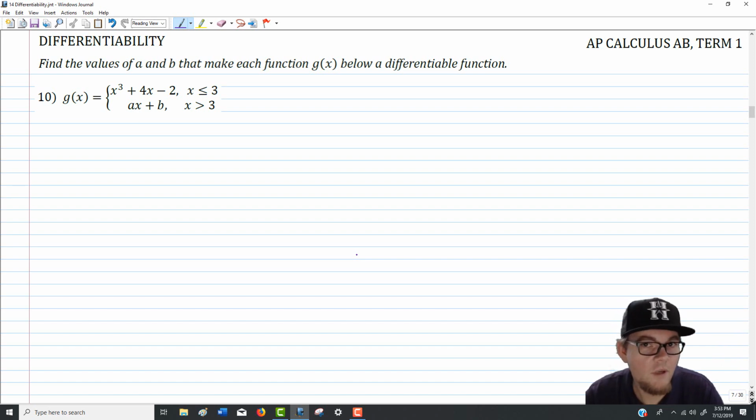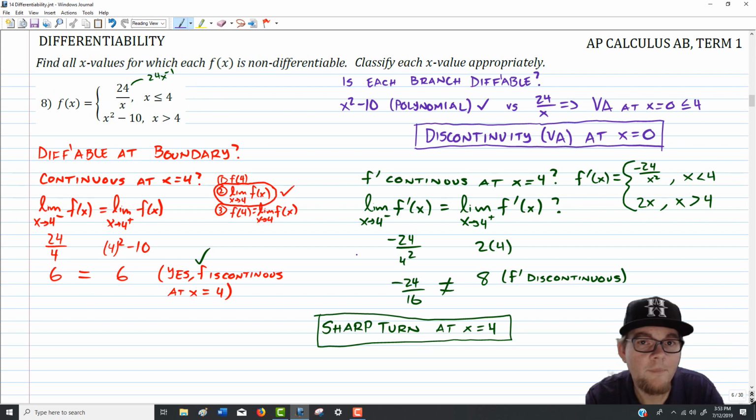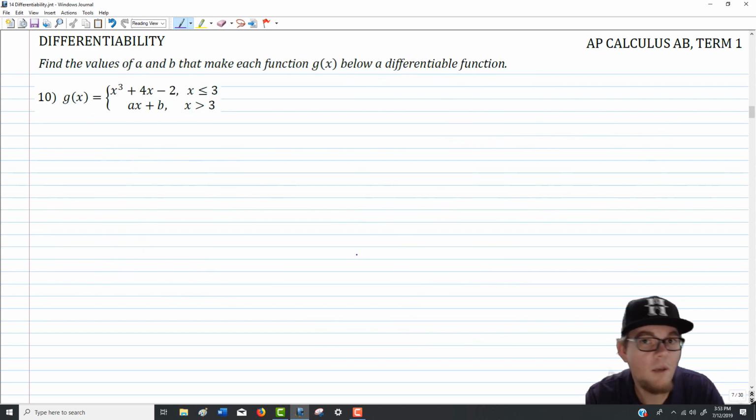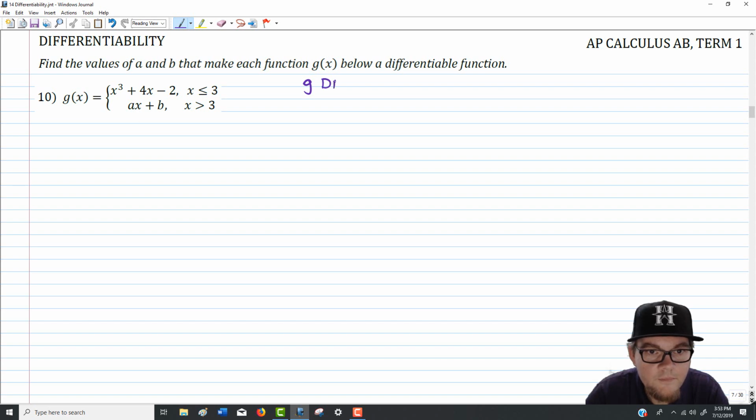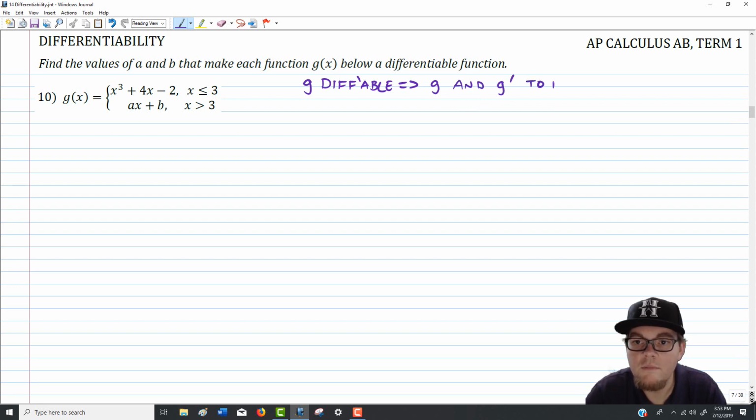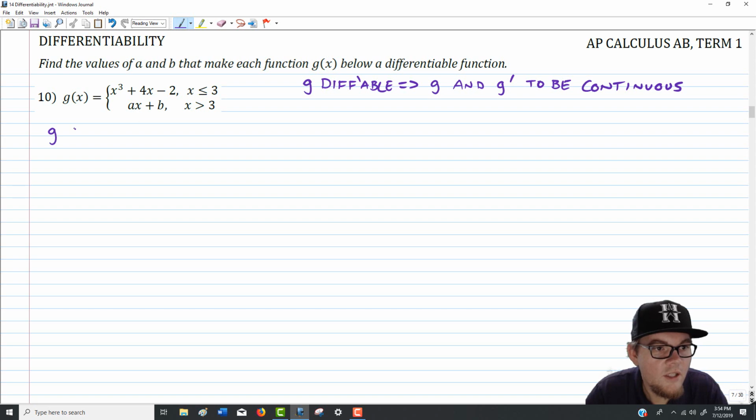In this case, we're going to do basically the same work that we did on the previous problem. The difference is, we're going to actually have to come up with a system of equations that will allow us to solve and work through everything. So let's put this in place. We want g to be differentiable. And if we want g to be differentiable, we need g to be continuous. Actually, let's put it this way: we need both g and g prime to be continuous. Fair enough, right? We just want the derivative to be as continuous as the original function. So that's what we're going to do. We're going to check each one. So first, we check that g is continuous.